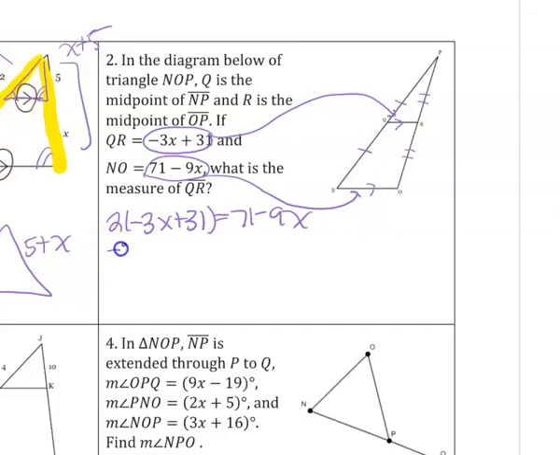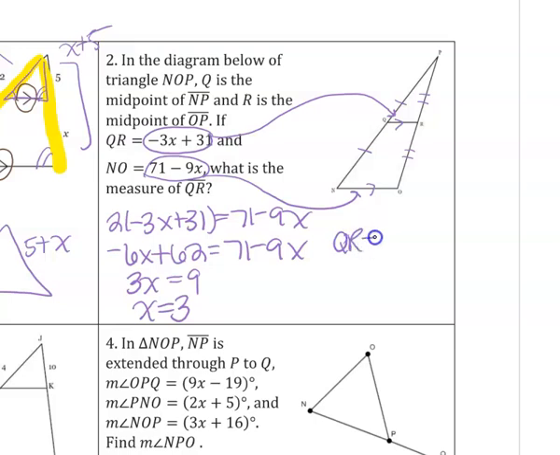So a little bit of distribution. Add the 9x over and I would get 3x. Subtract the 62 and that would get 9. And x equals 3. Now at the end of the day it wants QR. So I'm just going to substitute 3 in for x. And that would give me 22. So make sure when you guys do these problems you read it fully, because sometimes I don't want x, sometimes I want something else. And in this case it wanted the mid-segment.